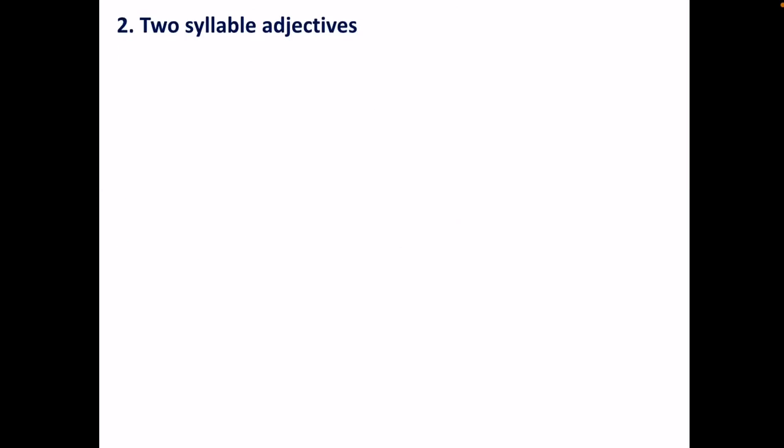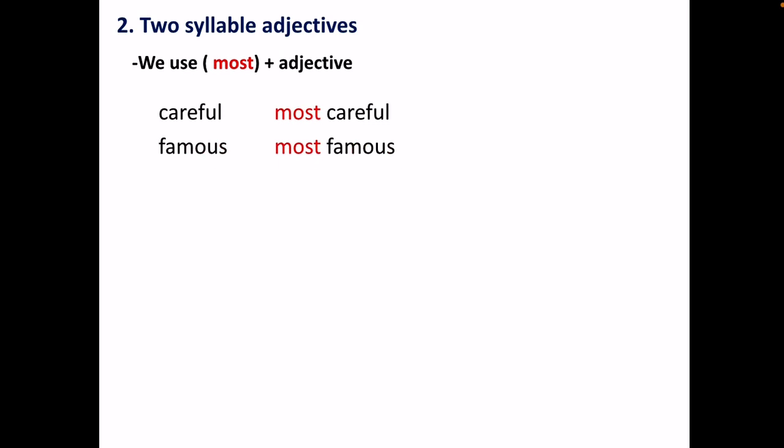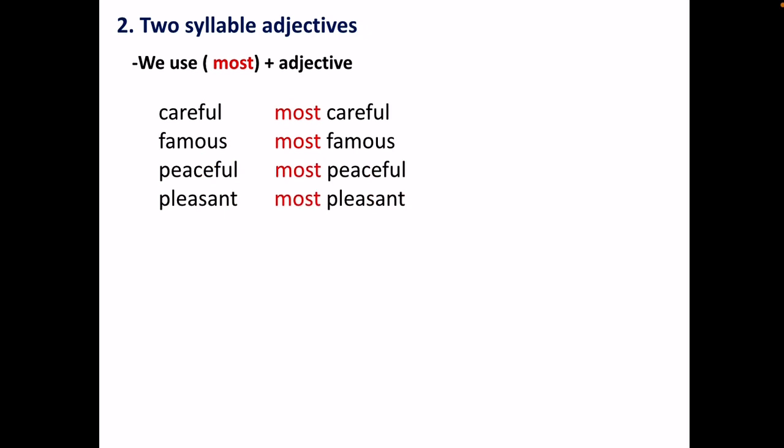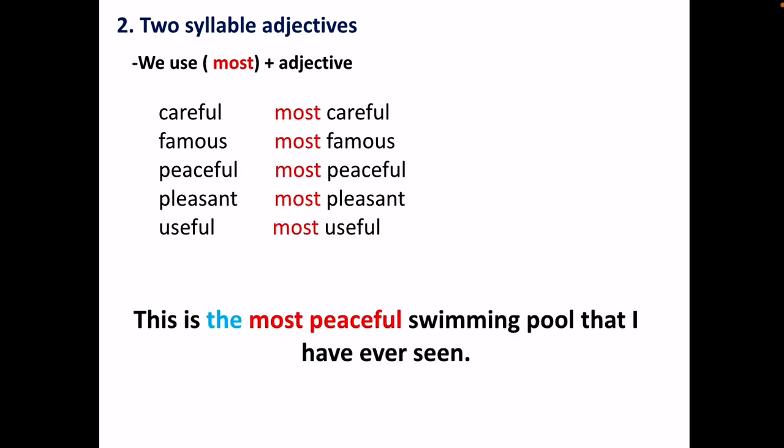Two syllable adjectives. إذا كان عندي صفة بها two syllables we use most and then the adjective. For example, careful, most careful. Famous, most famous. Peaceful, most peaceful. Pleasant, most pleasant. Useful, most useful. This is the most peaceful swimming pool that I have ever seen. هنا نقارن السويمينج بول اللي هو حاليا بي مع مجموعة السويمينج بول اللي هو زايرها بحياته.